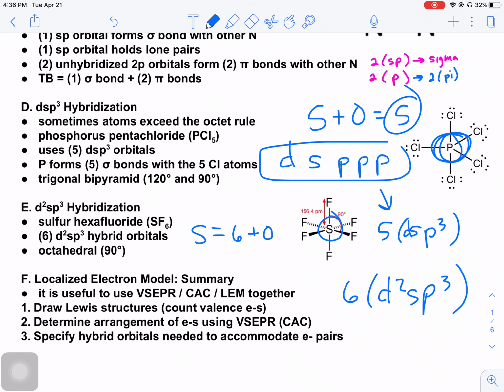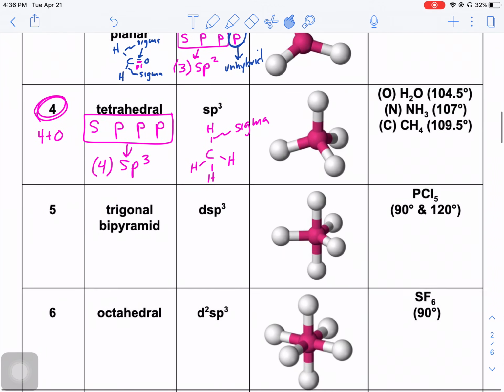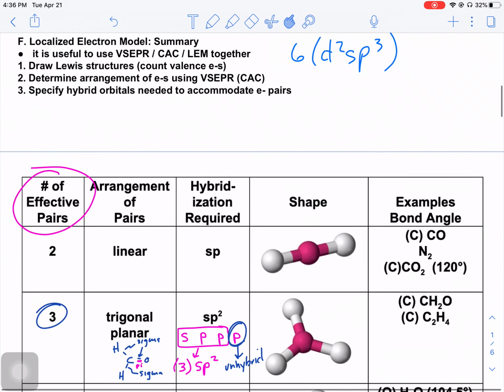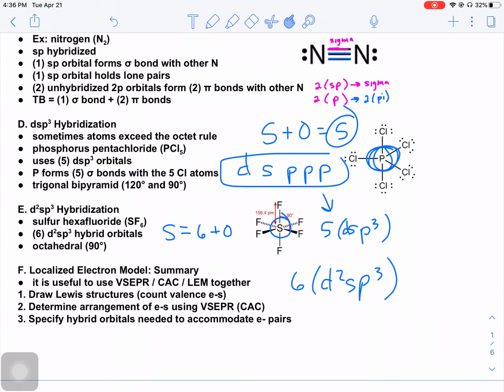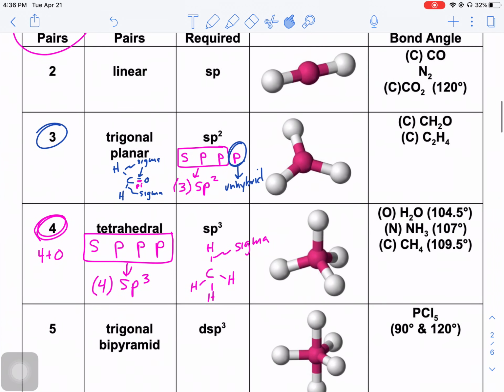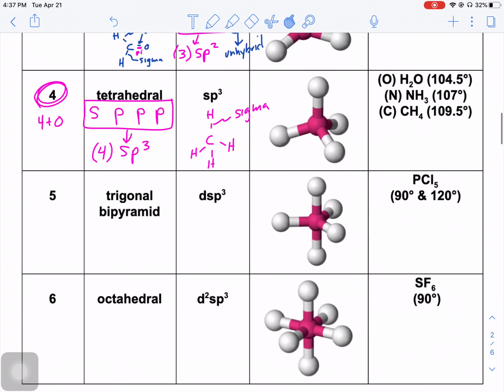d2sp3 hybrids. Okay, so guys, I think the sheet on the next page is going to explain some things to you. And the bond angles are explained in there. I don't want to go into great detail, but just think of effective pairs. If the effective pairs is 2, it's going to be sp. If the effective pairs is 3, it's sp2. If the effective pairs are 4, it's sp3. If it's 5 or 6, then we know that the d sublevels are getting involved. So guys, I know it's a little bit confusing.